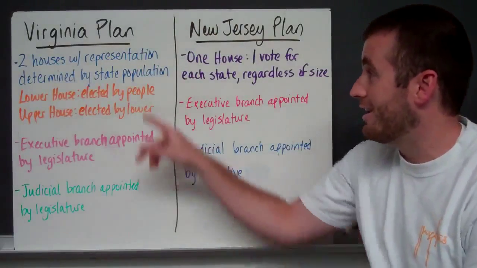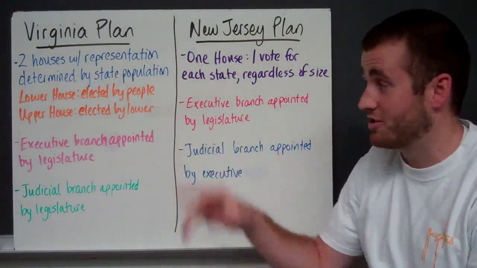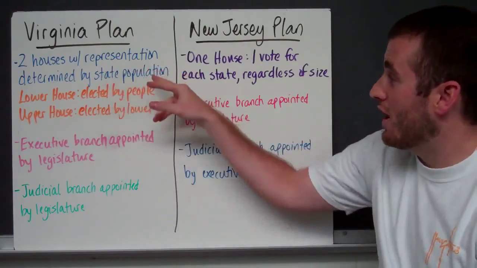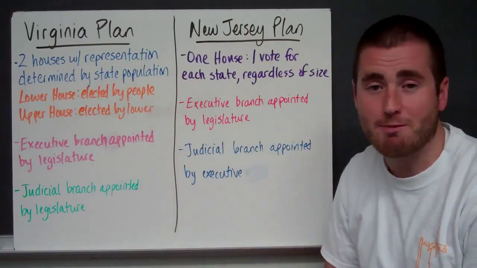Now the Virginia plan, it favored larger states. Virginia is the biggest state at the time. It's got the most people. So what they said is they want two houses with representation determined by state population.